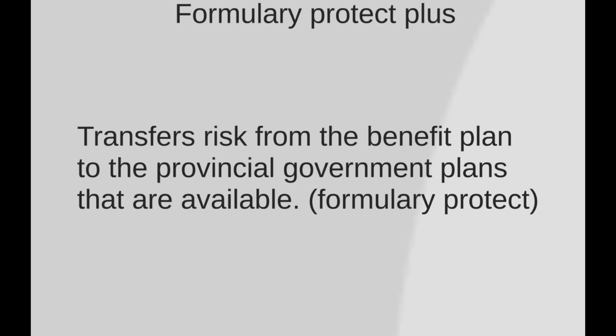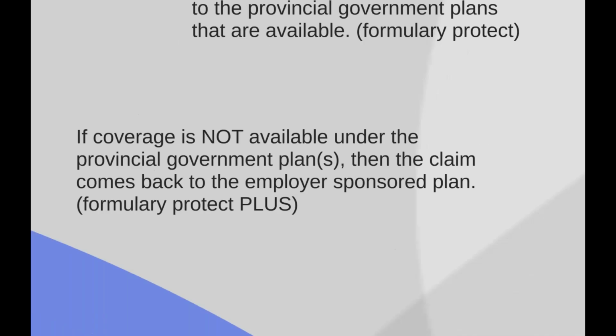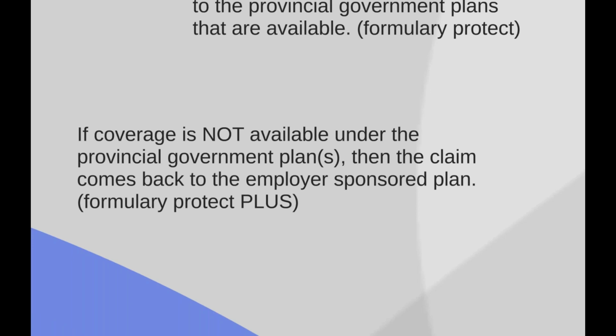And that works extraordinarily well, and it just transfers the risk from the benefit plan to the provincial government plan, which we're all paying for as taxpayers in Ontario. So it takes advantage of the government program that's available. With Formulary Protect Plus, if the coverage is not available under the provincial plan, then the claim comes back to the employer-sponsored plan. So if you've got any drugs that are $10,000 a year or more, they're going to be covered under the provincial programs. And if they're not covered under that provincial program, then they'd come back to the employer program as the last payer, and that's Formulary Protect Plus. So yes, it's a little bit more cumbersome perhaps than just presenting your drug card, but you're transferring the risk for a lot of these expensive drugs to the government programs that are available.